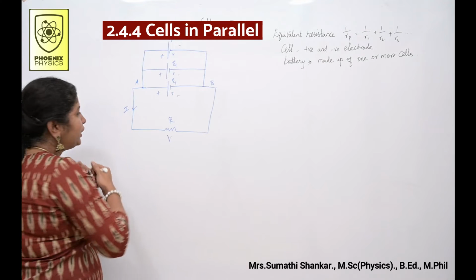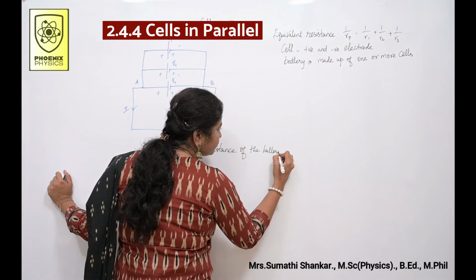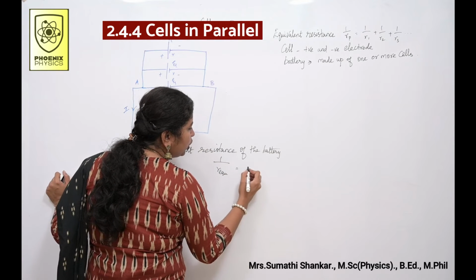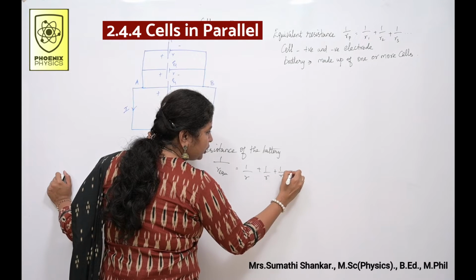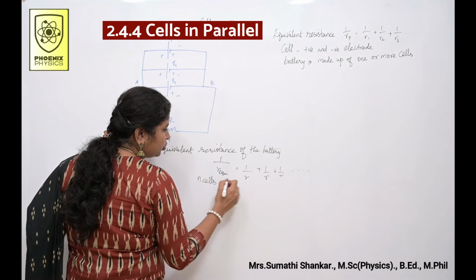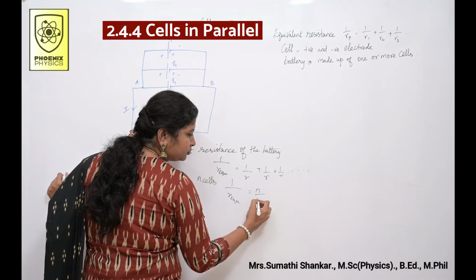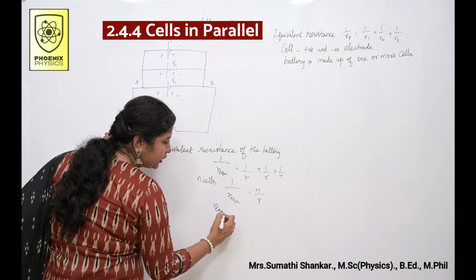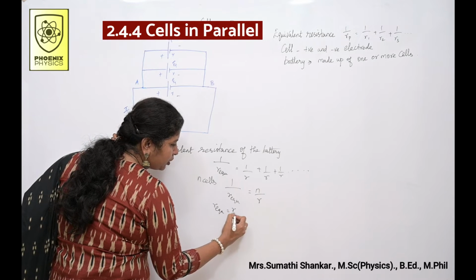How do you calculate the equivalent resistance of the battery? That is, 1 by R equivalent is equal to 1 by r plus 1 by r plus 1 by r. We have n number of cells. So 1 by R equivalent is equal to n by r. We need R equivalent, so just take the reciprocal. So R equivalent is equal to r by n.